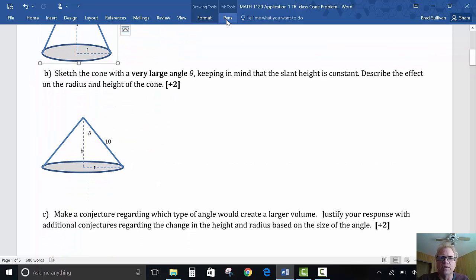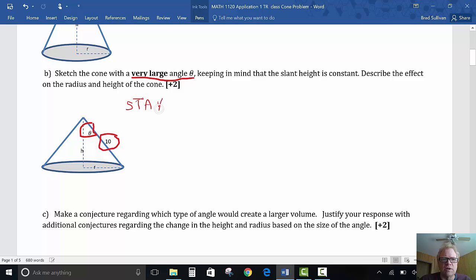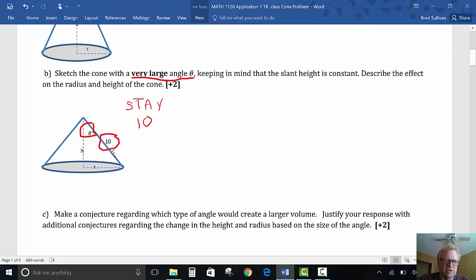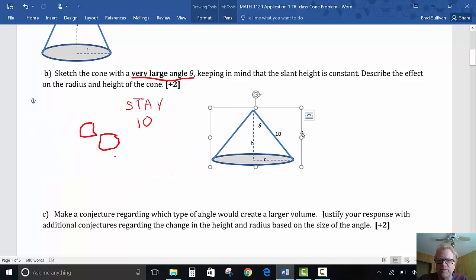And then on the second part, what we're looking for is, what's happening if angle theta gets larger and larger? Keep in mind that the slant height of 10 is going to stay the same. So that 10 is just going to stay where it is. If you look at my diagram, think about what's happening. This is going to be a little misleading when I show you. So I'm going to take this and move it over to the side here.